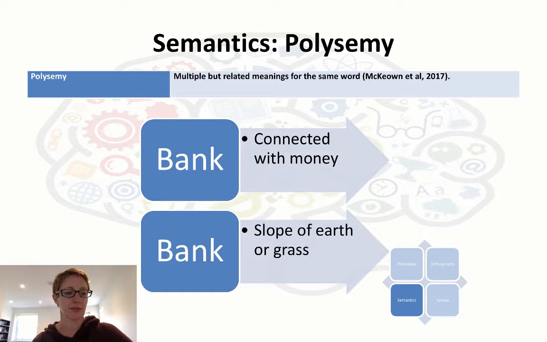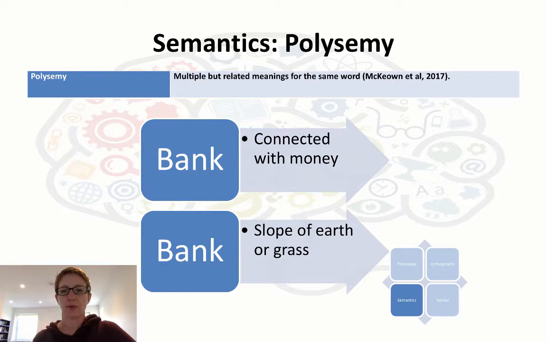Polysemy comes again from Greek, and poly means many, and sema means sign. And actually, this comes from the Greek word polysemous, which means of many senses. And the different meanings of words that are polysemous are called senses. So these are multiple but related meanings for the same word.